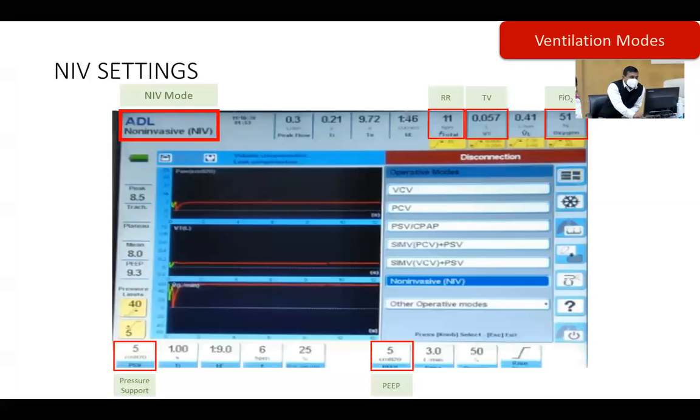So how can you identify this and put it into the ICU chart? This is the question. In the ventilator monitor, you can see the mode. I think everybody can see that the cursor is moving. It is written NIV, so you can write that. Here it is respiratory rate and tidal volume in this area. And here it is FiO2, and here it is PEEP and pressure support. If you are able to pick these, half of your work is done. You can enter it very easily.